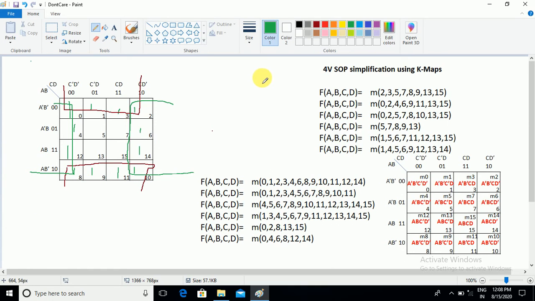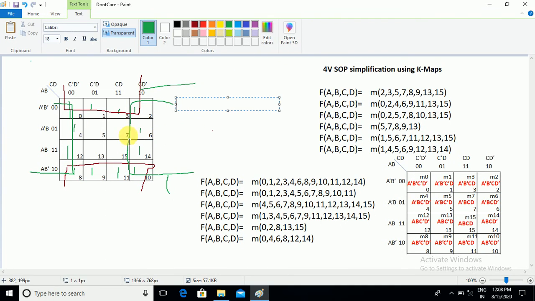Now let us go to the next problem, and you write the answer for this one. What is the answer for this group? The answer for the first green color group: who are common? These two column edges. A is not common. Only D dash is common, so the answer will be D dash.